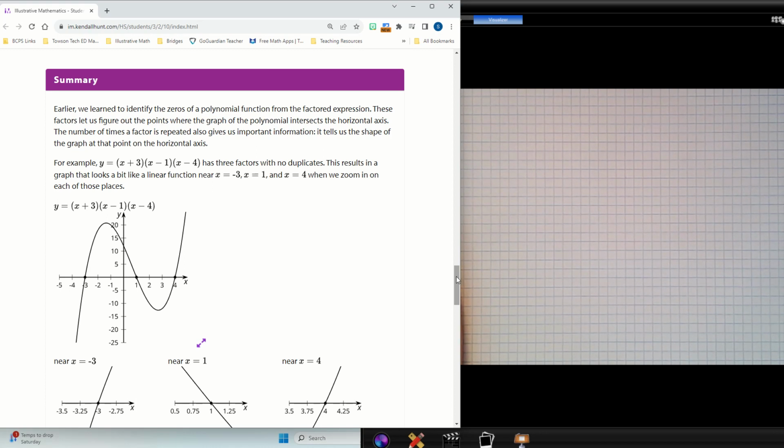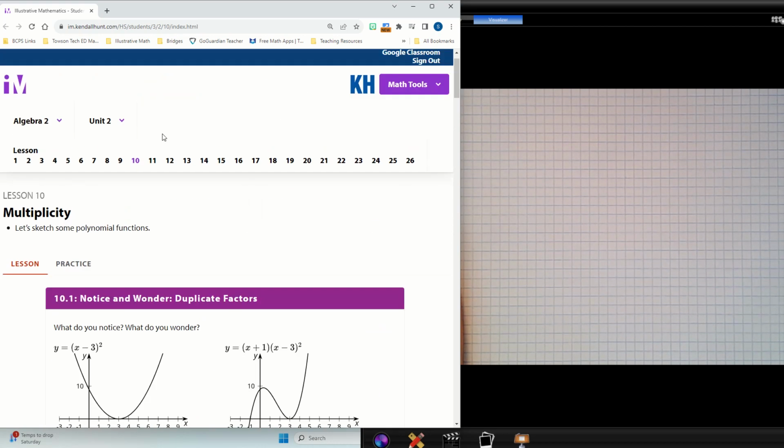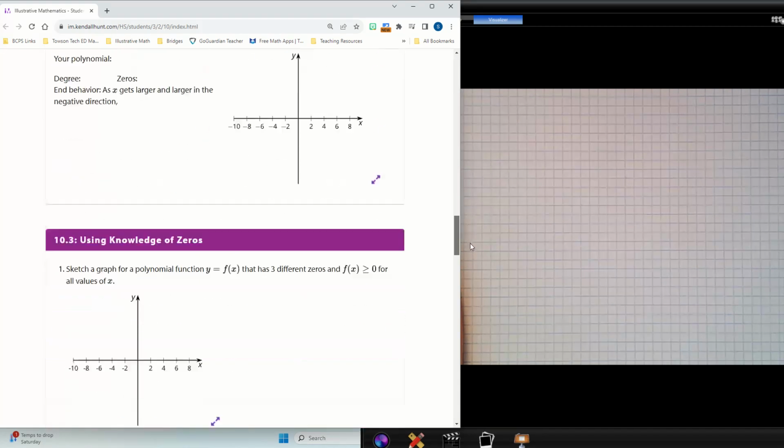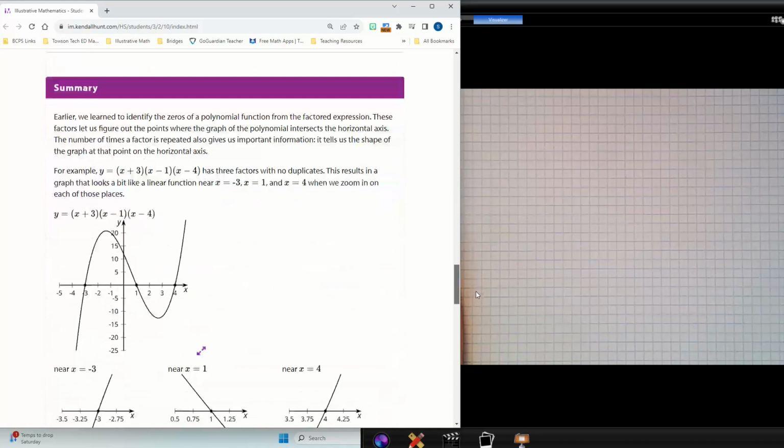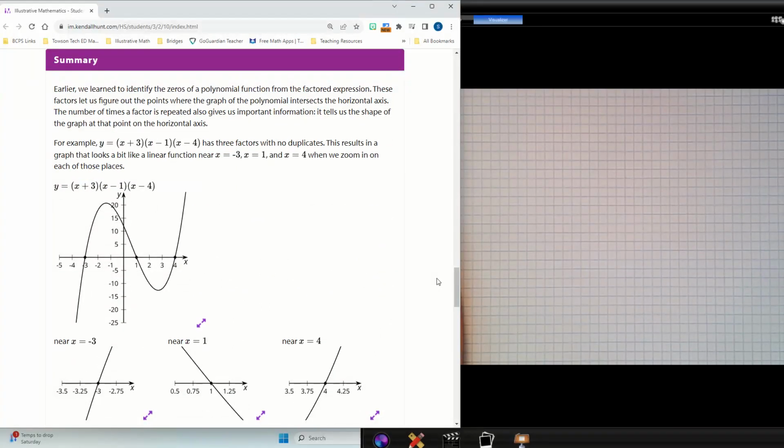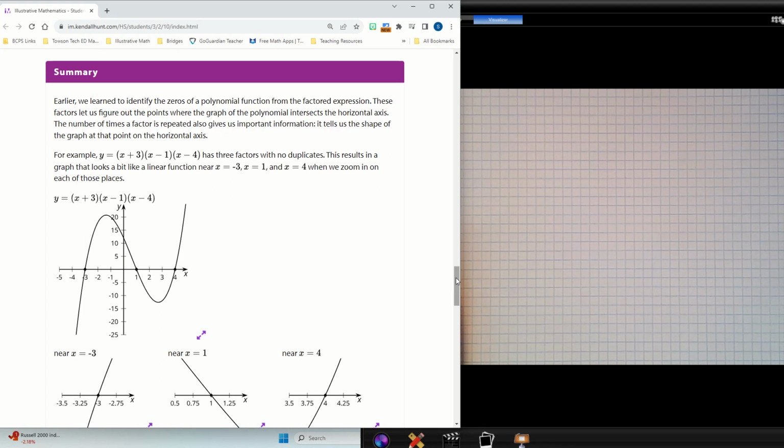Okay, so the example I'm using, and if you are having a hard time with sketching graphs, I highly recommend going into lesson 10, the multiplicity lesson, and watch the videos for that lesson. And I also added a really good video to your study guide, your test review folder, that I found on YouTube. It's just a guy going over the graphs, and I thought he did a pretty good job. So feel free to watch that video. I'm going to do my best.